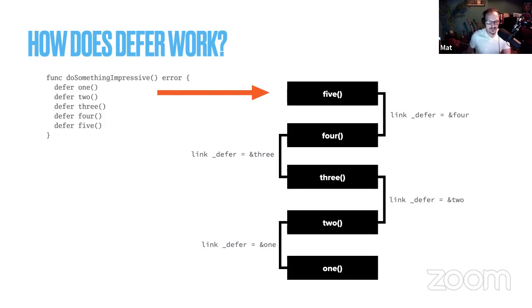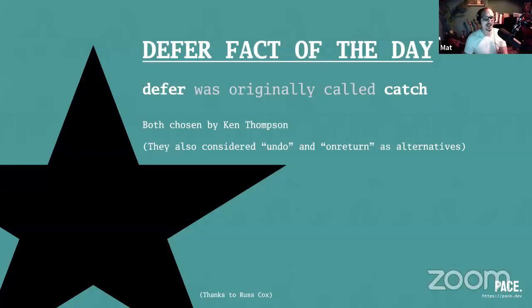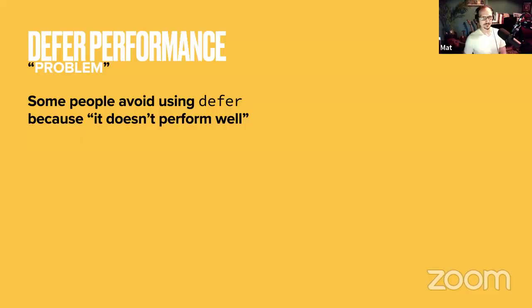It's time for another defer fact of the day. Defer was originally called catch, both chosen by Ken Thompson, and they also considered undo and on return. So just imagine what your code would be. I mean, I think undo is a particularly kind of strange one, but it's cool.